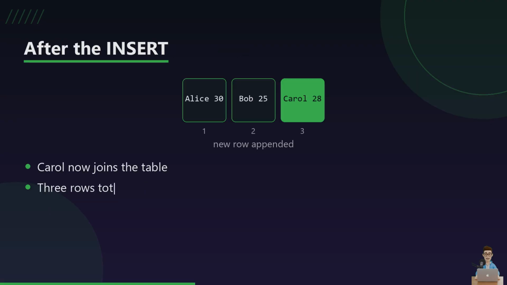And just like that, Carol is in the table. Notice the values landed under the right columns because we lined them up carefully. This is the calmest of the three commands because adding a row rarely hurts anything that was already there.